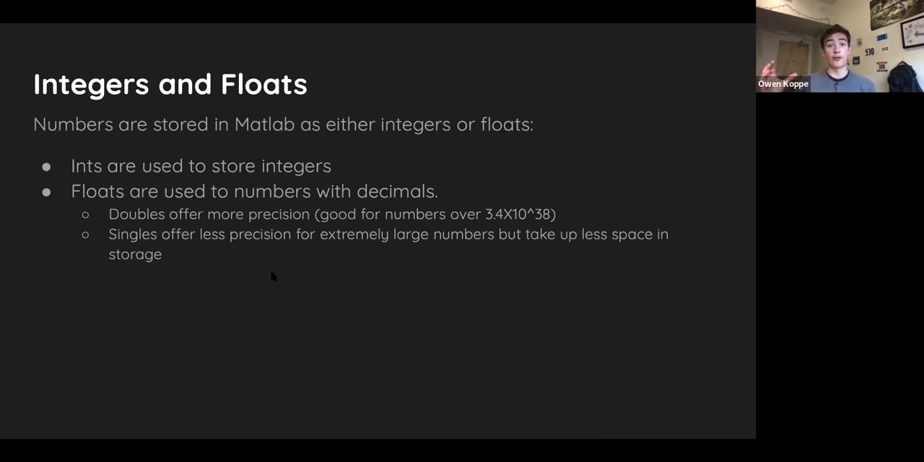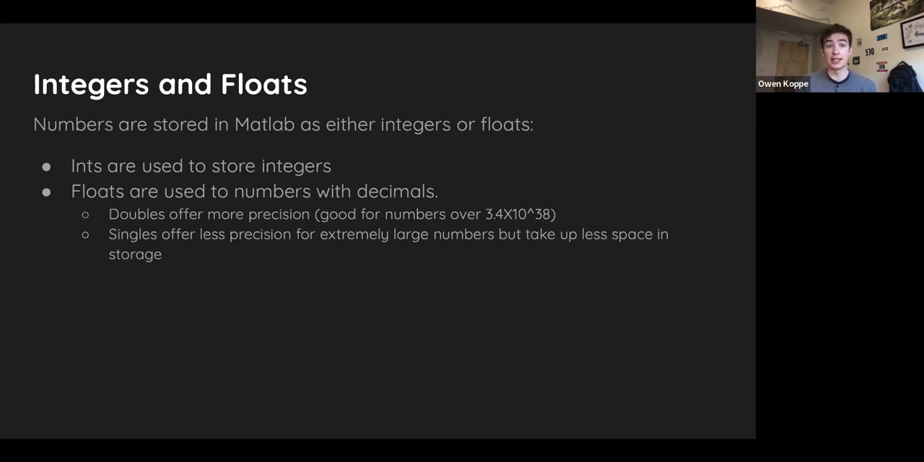Doubles are going to offer the most precision, but take up the most storage. And doubles are good for numbers over 3.4 times 10 to the 38. So we have to have extremely large numbers for there to be essentially any difference in precision between variable types. Singles are going to offer less precision, but only for those extremely large numbers, and they're going to take up less space in storage.